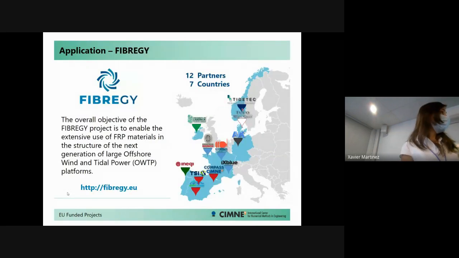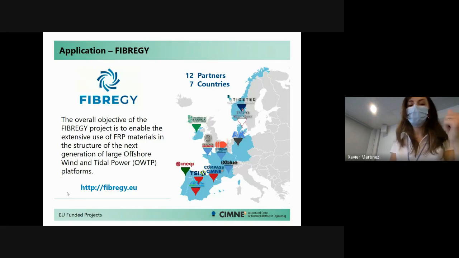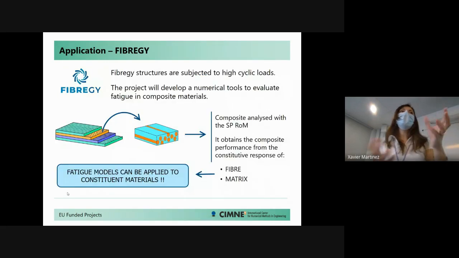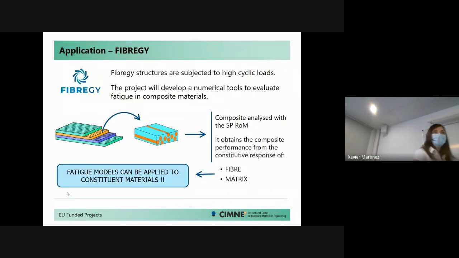Now we have another project in the group. We're also very happy to have it, FiberG. You can also find out more details on the web page of the project. It's a large consortium. It deals with wind turbines, so it's in the wind industry. And here we are using the models that I've shown inside the framework for a composite analysis, because the project deals with composite materials, which the wind blades are made of.